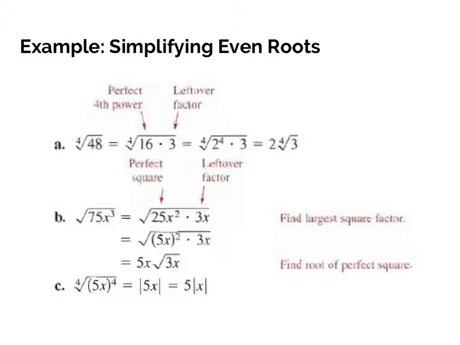Example: simplifying even roots. Here you see in example A, the fourth root of 48. We can break this up into a perfect fourth power. So we can have the fourth root of 16 times 3. We can rewrite 16 as 2 to the fourth power.